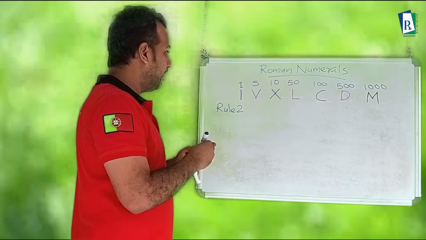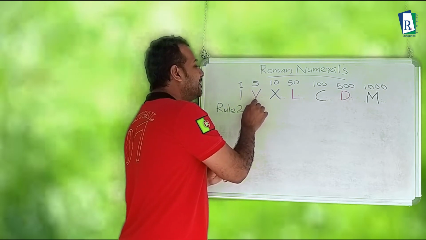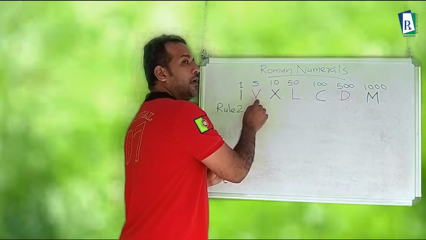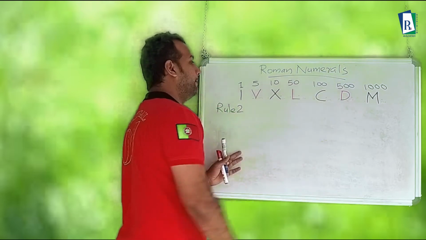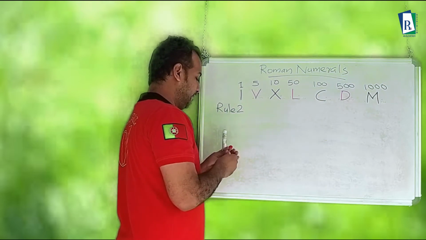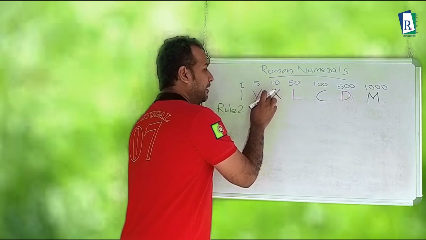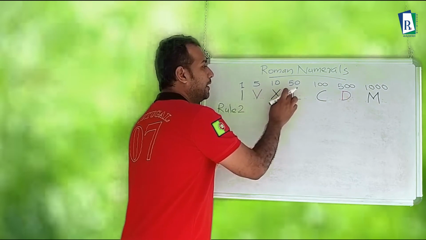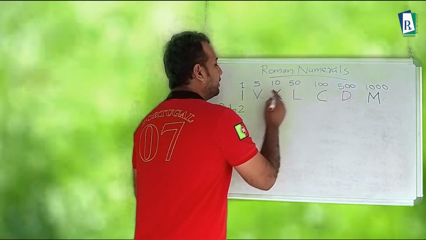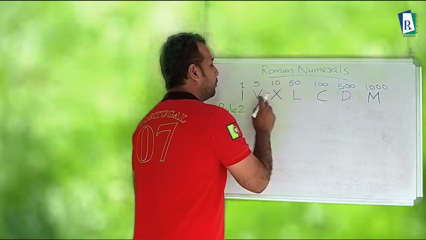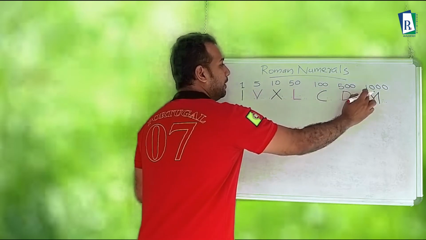And the last point in rule 2, you can't write this number left side of any other bigger number. That means this number you cannot write before 10. This number you cannot write before this one. You cannot write this 5 before this one. You cannot write this 5 before this. You cannot write this 5 before the 1000.